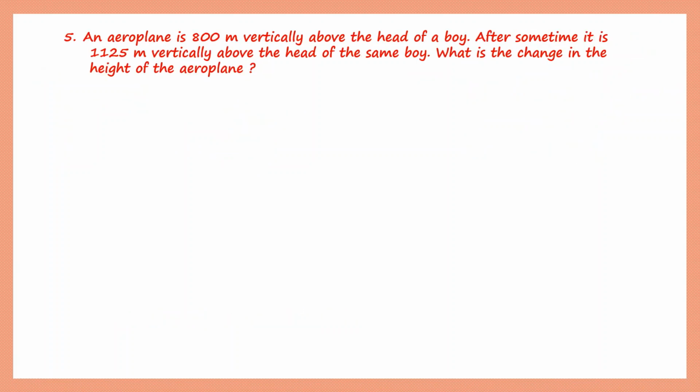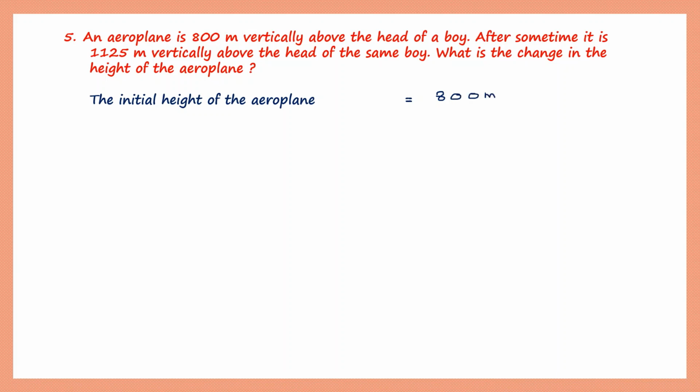Question 5. An aeroplane is 800 meters vertically above the head of a boy. After some time, it is 1125 meters vertically above the head of the same boy. What is the change in the height of the aeroplane? So initially, that is in the beginning, what was the height of the plane above the head of the boy? The initial height of the aeroplane was 800 meters. This was the initial height.